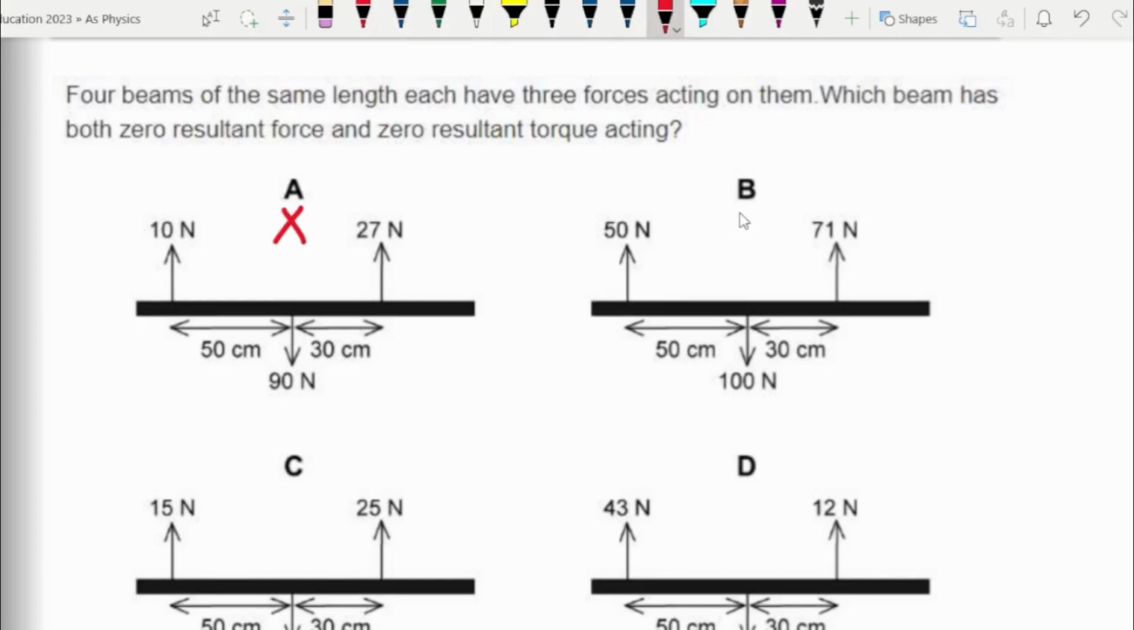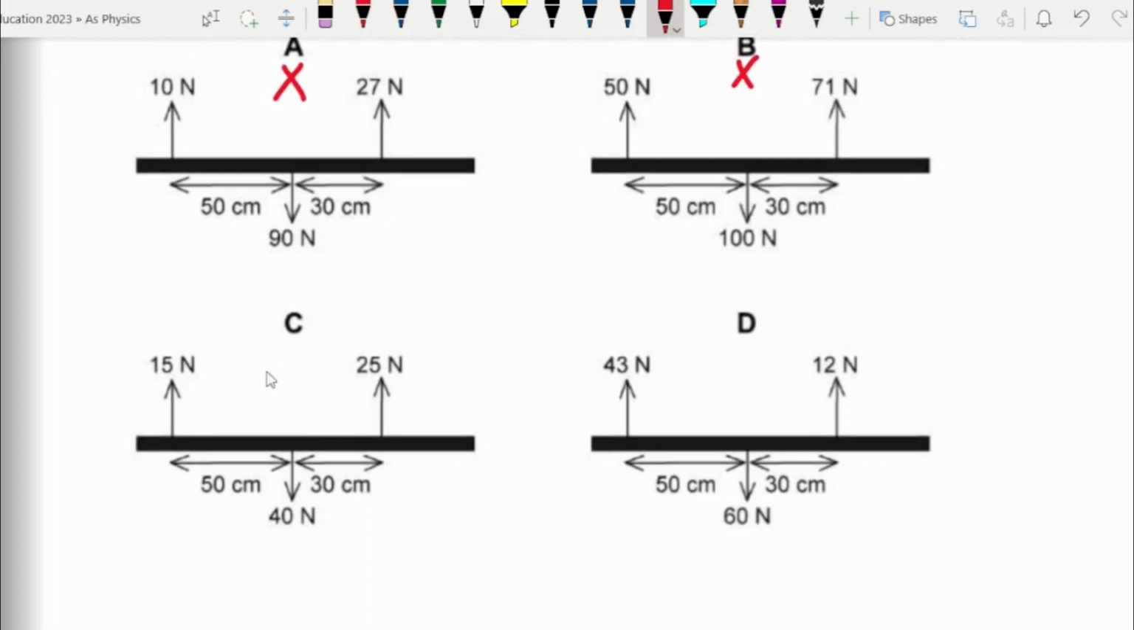Let's check out the option B. The total upward force is 50 plus 71, which is 121, but the downward force is not 121. So these can't cancel. So resultant force cannot be 0. We can cross out the option B. Let us take a look at the option C.